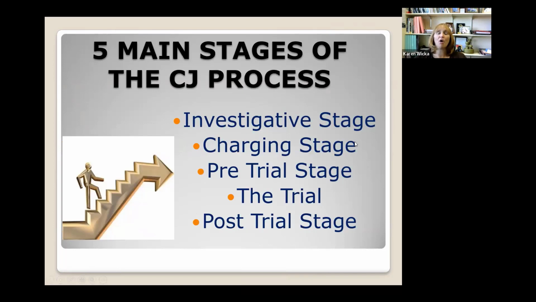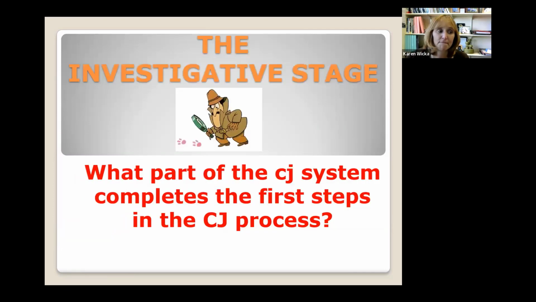Now, when we're talking about all of the steps in the criminal justice process, we can break them down into 5 main stages. You have an investigative stage, a charging stage, a pre-trial stage, the actual trial, and then the post-trial stage. We're going to put all of these steps into one of these stages, so you're going to see how the different stages are broken down. We're going to start with the investigative stage.